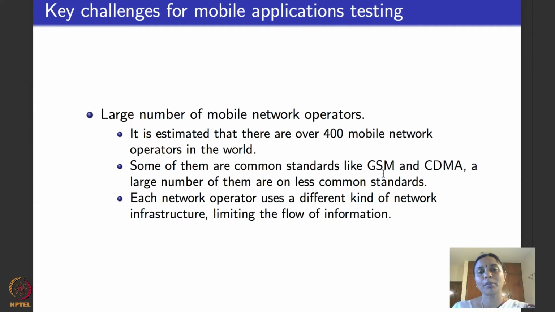So when somebody operates a mobile network, it could be an Airtel or it could be Jio or whatever it is, if that company is using a common standard, then you test the mobile network as per that standard. But a good number of the network operators use less common standards. So across these mobile networks that are operating, you have to be able to test your app. They use a different kind of network infrastructure, so there is a challenge about how information flows from one network to the other. All these things matter a lot.